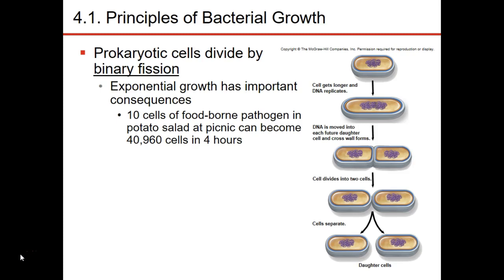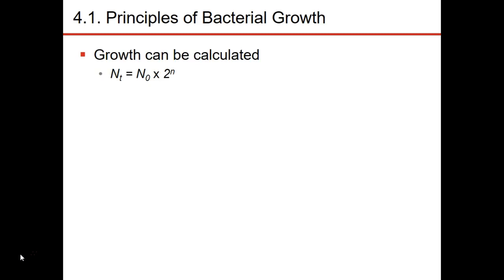So when a prokaryotic cell divides via binary fission, the consequences can potentially be problematic. So let's just think about bacteria growing in food that you're going to eat. If you start out with 10 bacterial cells that are pathogenic, and the cells are able to grow because they're inside the salad, so the environment is relatively nice, you can end up with 40,000 or 50,000 almost in just a few hours. So the question is, how can we figure out how long this takes? Well, the answer, you can use this equation.